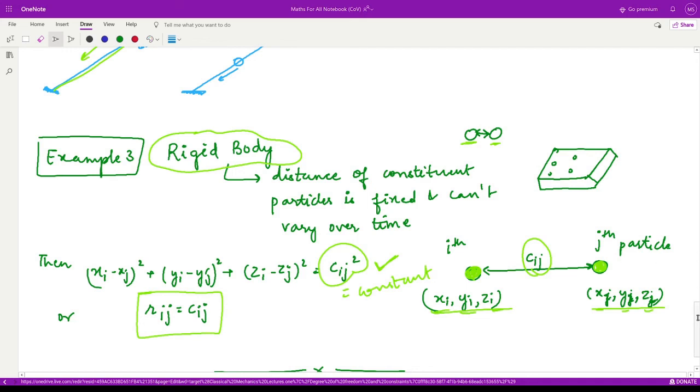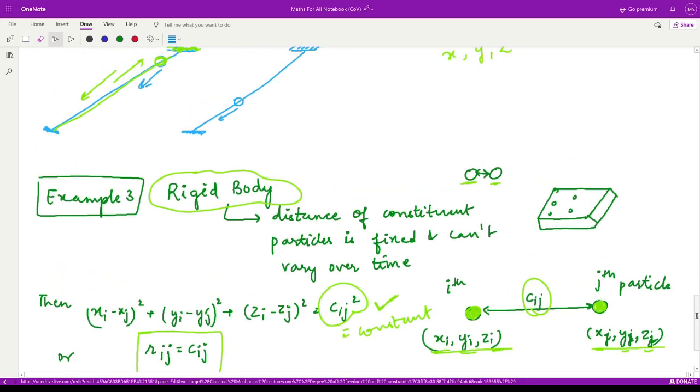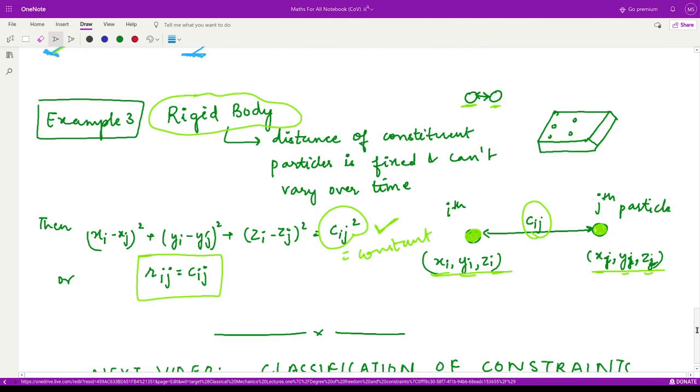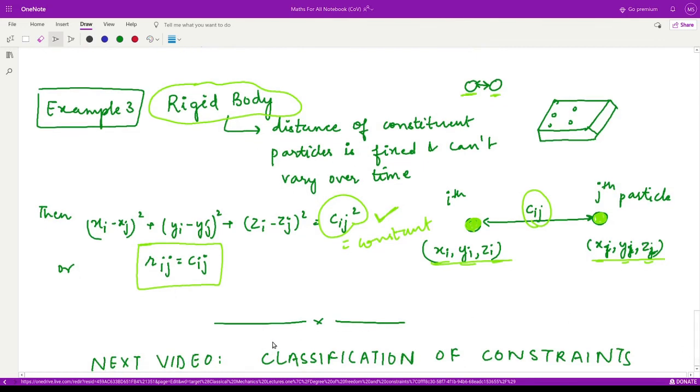So I hope you understood what constraints are and what the degree of freedom is. In the next video we shall see how we can classify these constraints.